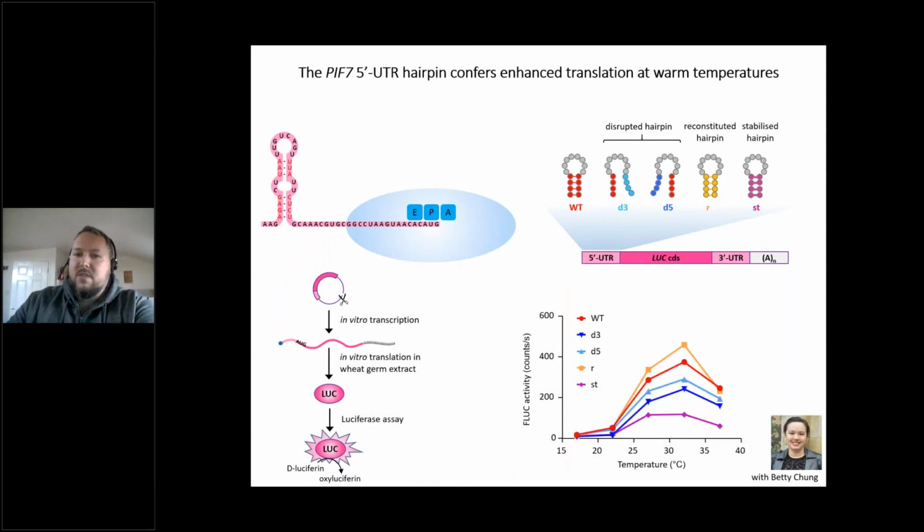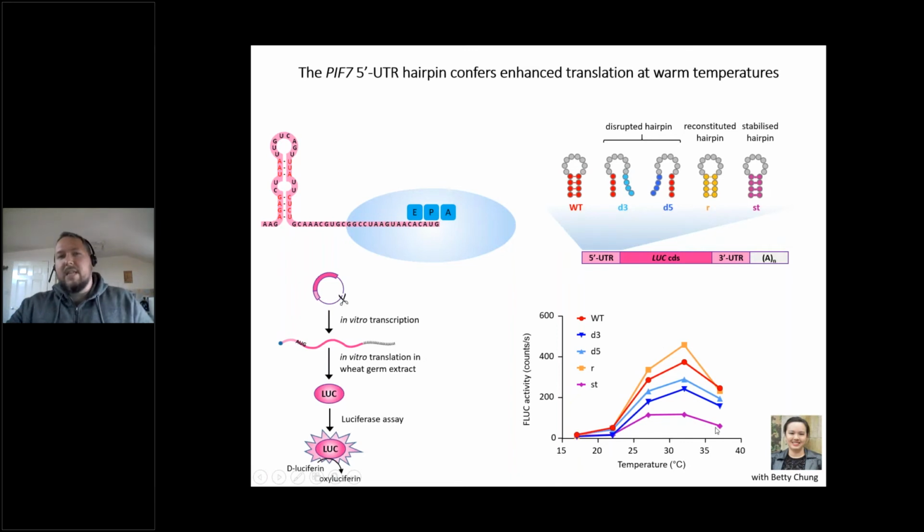What we saw instead was that there was little translation happening at low temperatures, but there was a clear difference to be seen at warmer temperatures of 27 to 32 degrees. So we found that the wild type sequence, which is the line here in red, and the reconstituted hairpin sequence in orange showed highest luciferase activity and thus highest translation rates, which were clearly reduced in the disrupted hairpin sequences in blue here. And they were even further reduced in the stabilized hairpin.